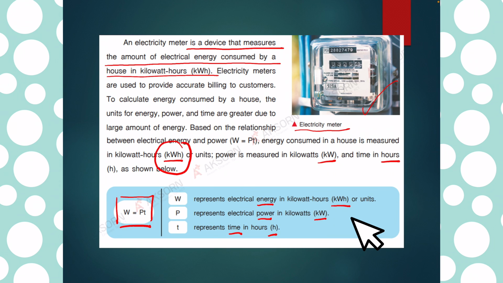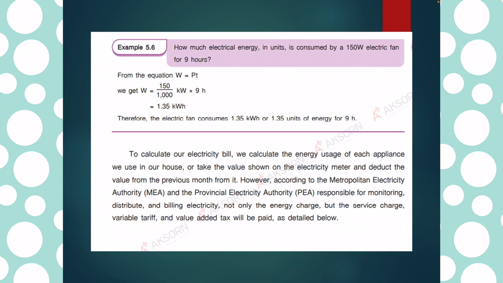Okay, so let us see an example. In your book, you can see here an example of how we could derive the electrical energy and how it is calculated. Now, how much electrical energy in units is consumed by a 150 watt electric fan for 9 hours? So 150 watt electric fan for 9 hours. So how do we answer this one?